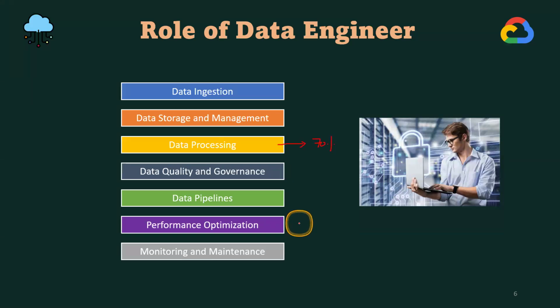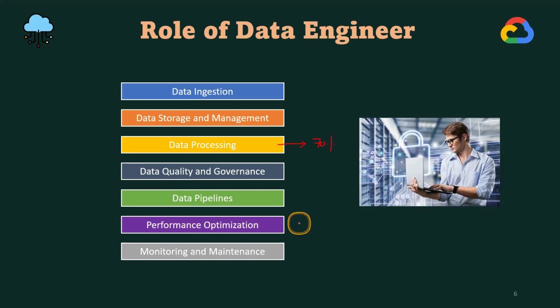And the next thing is, as I told you, monitoring and maintenance. Whatever systems and pipelines you have created have to be properly monitored, properly maintained, and upgraded. The versions have to be changed according to the business, according to the requirement of that particular tool. Okay, so this is what monitoring and maintenance is.